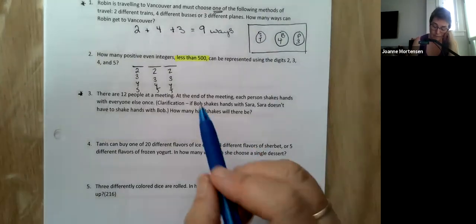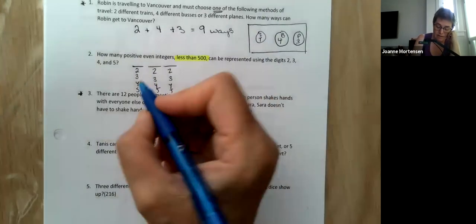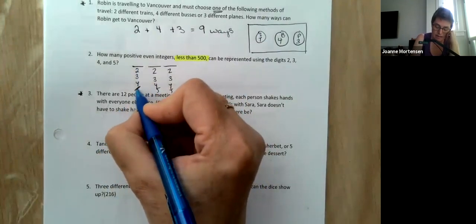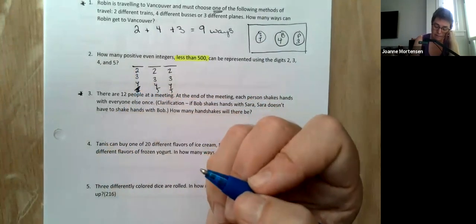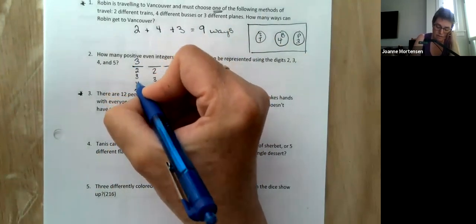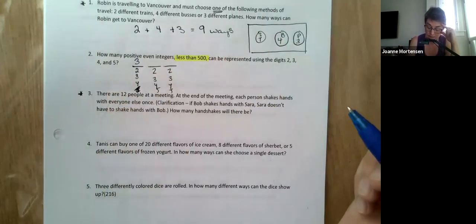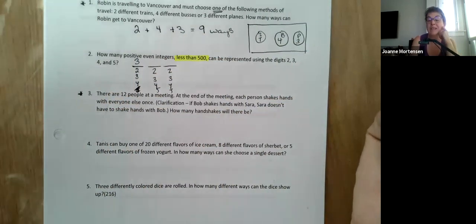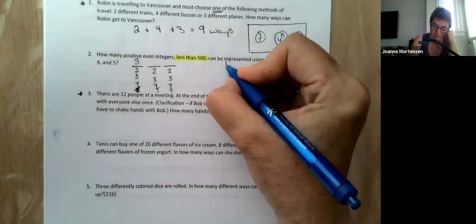Anyway, so we need to be less than 500. So for it to be less than 500, I can't have a 5 there. So that leaves me 3 choices, the 2, the 3, or the 4. Now, this question doesn't say anything about whether you can repeat or not repeat.